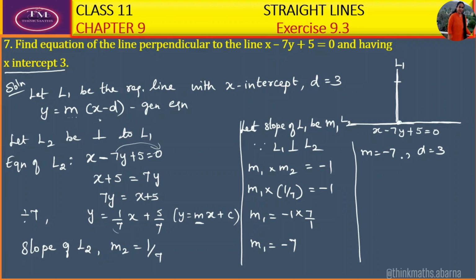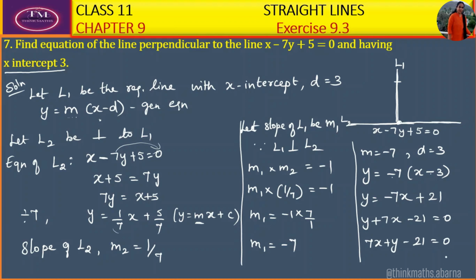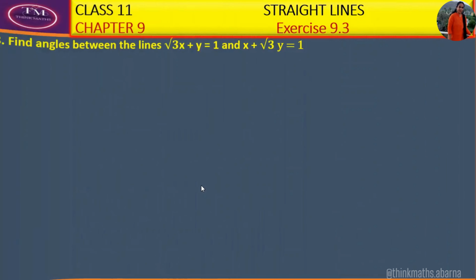So substituting in this equation, we get y is equal to m, which is minus 7, times (x minus d, which is 3). So y is equal to minus 7x, minus into minus is plus, 7 into 3, 21. Bring everything to the LHS, we get y plus 7x minus 21 equal to 0, or 7x plus y minus 21 equal to 0. So this is the required equation which is perpendicular to L2. Clear? So we will be moving on to the eighth problem.